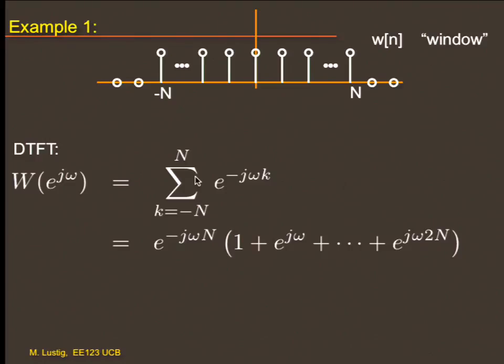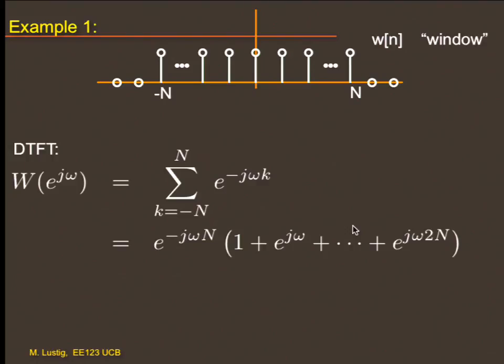Well, that's great. I want to get into a nicer form, because this is not really a closed form. So what I'm going to do is I'm going to take a factor of e minus j omega n out. And so now I've got a sum that goes from 1 all the way to 2n of these complex exponentials. Okay, make sense? I haven't really done anything. I'm just kind of massaging this equation.